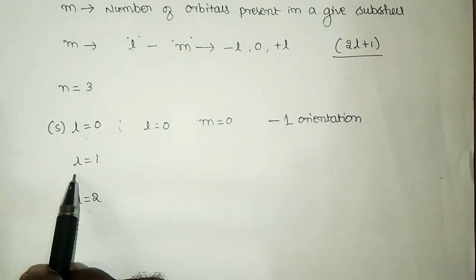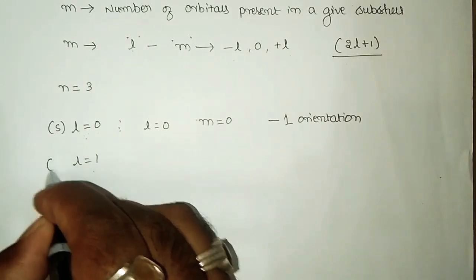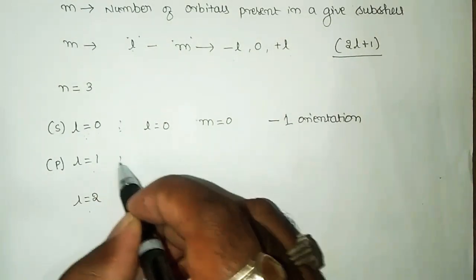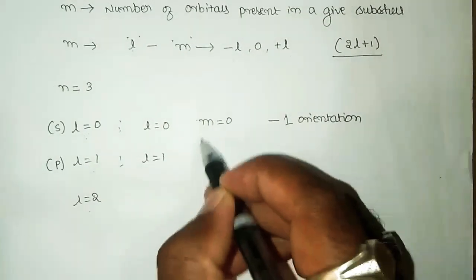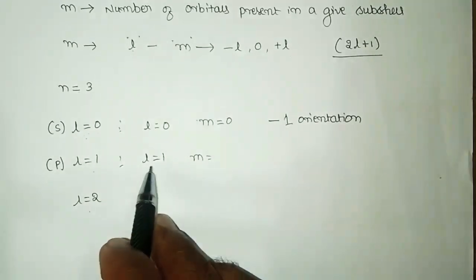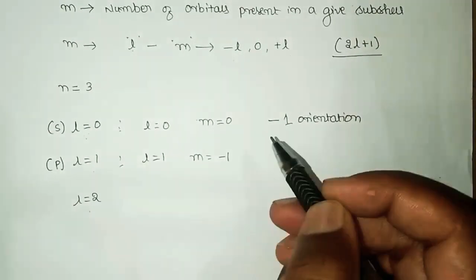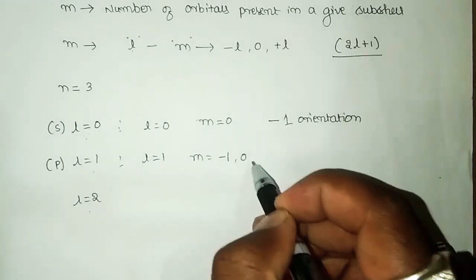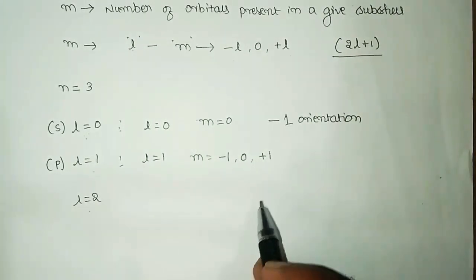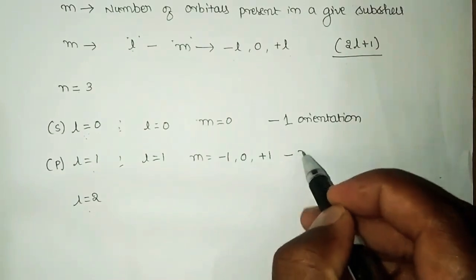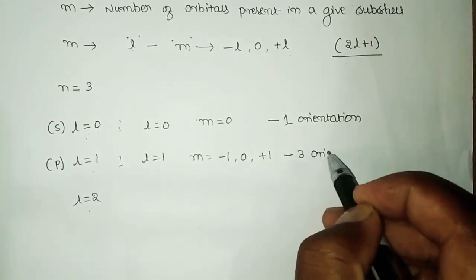And for l = 1, the subshell is p. For l = 1, m can take the values -1, 0 and +1. So overall we have 3 orientations.